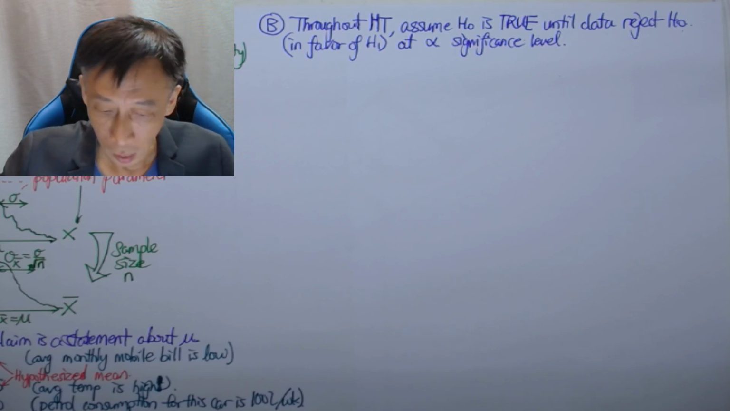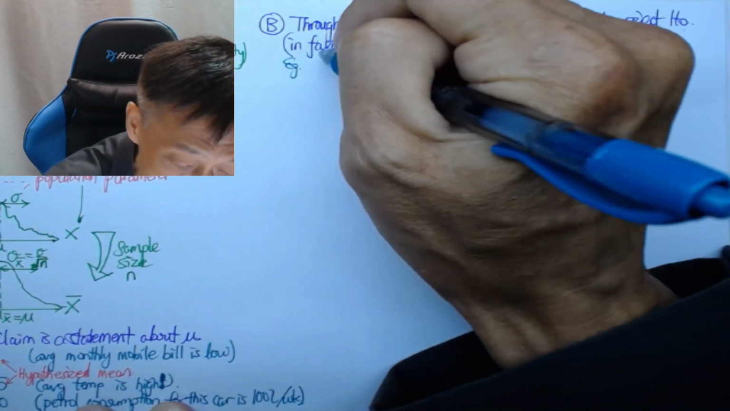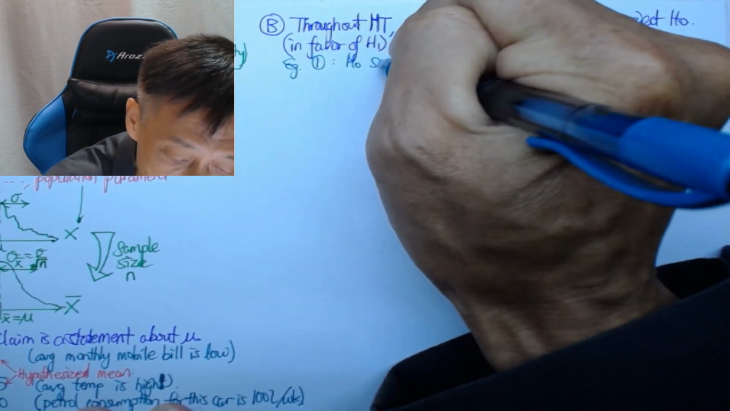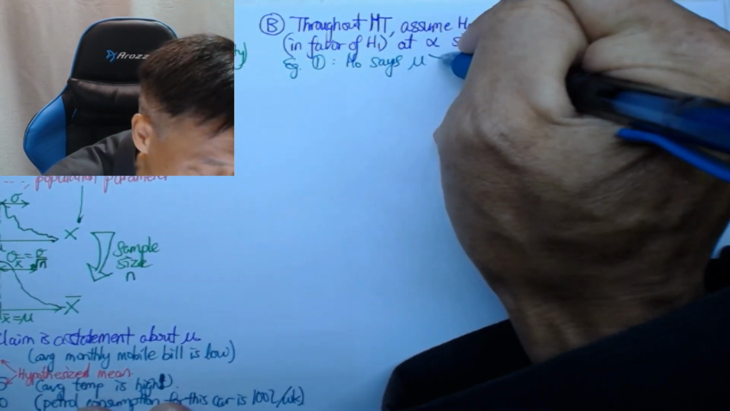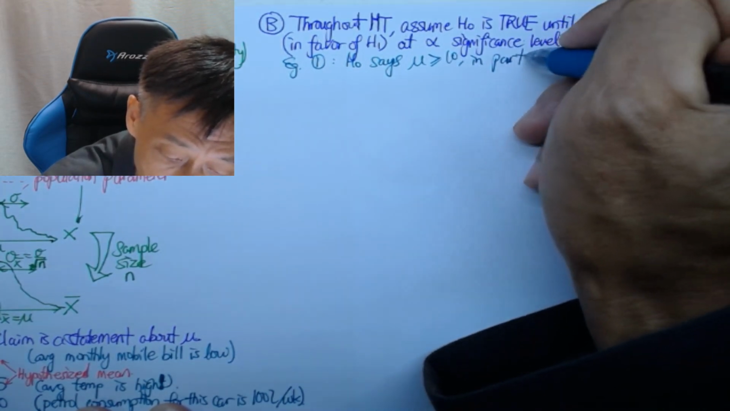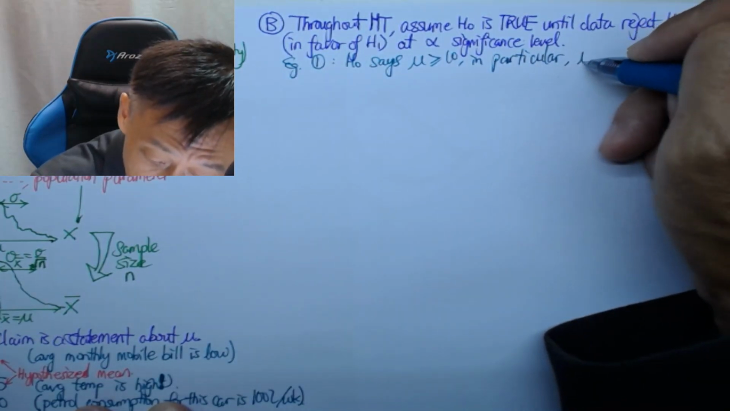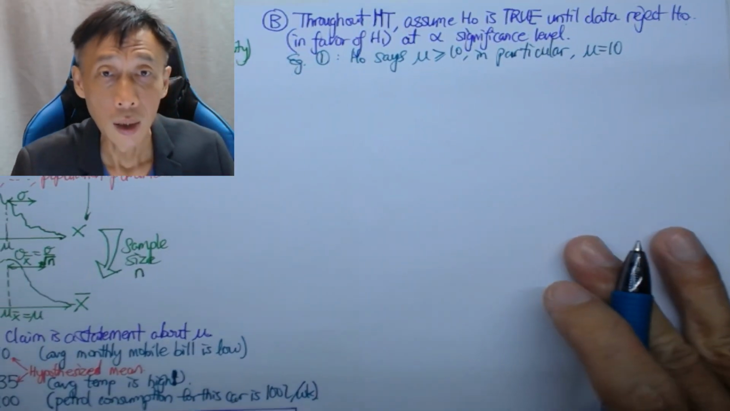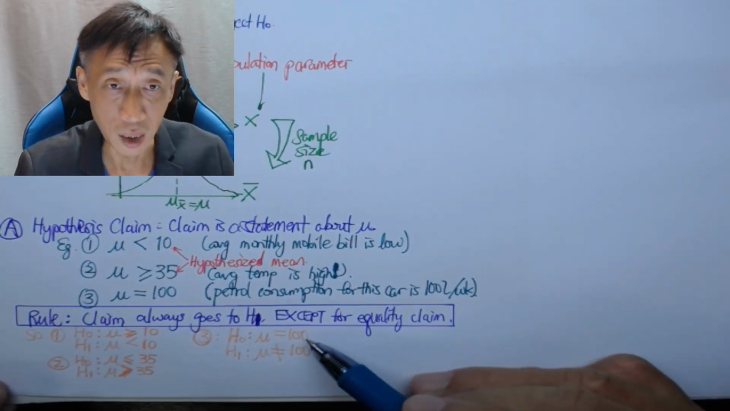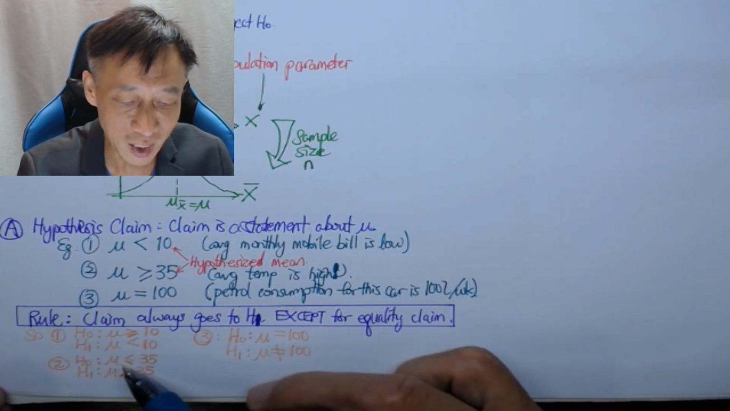Okay, so quick example, right? Example 1: H naught says mu is greater or equal to 10. So in particular, mu is equal to 10. This is obvious here in the third part, the equality claim, right? But then in these two parts, what do we observe? That the equal sign is there.